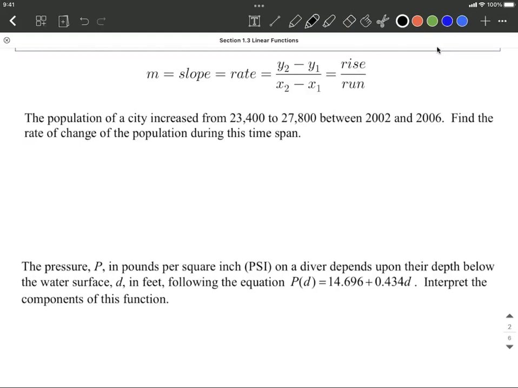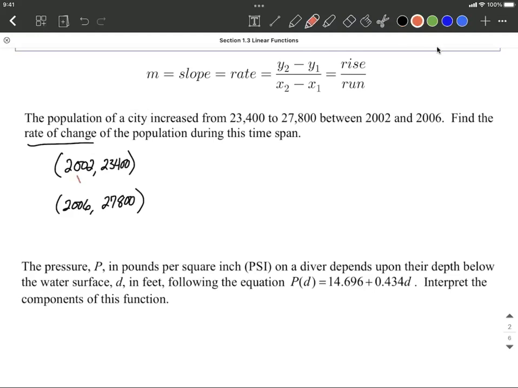So on this first problem, the population in a city increased from 23,400 to 27,800 between 2002 and 2006. We want to find the rate of change of the population during this time span. Okay, so let's create two ordered pairs to begin with. I think our input value should be the year, so 2002 corresponds with the first population, 23,400. And the second ordered pair is 2006, our year, which goes with 27,800.